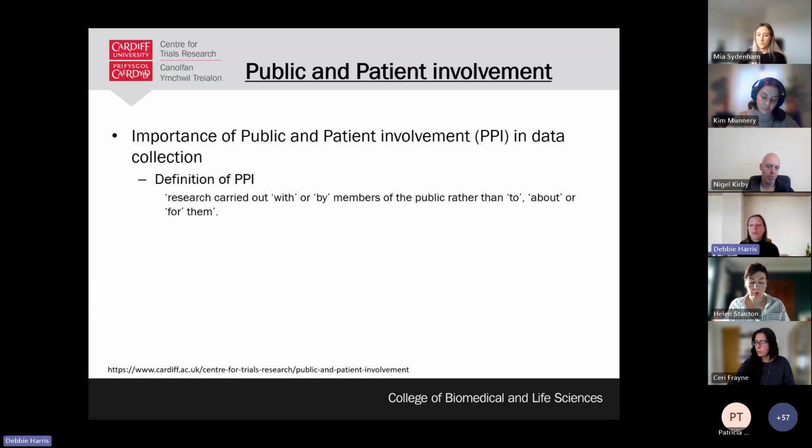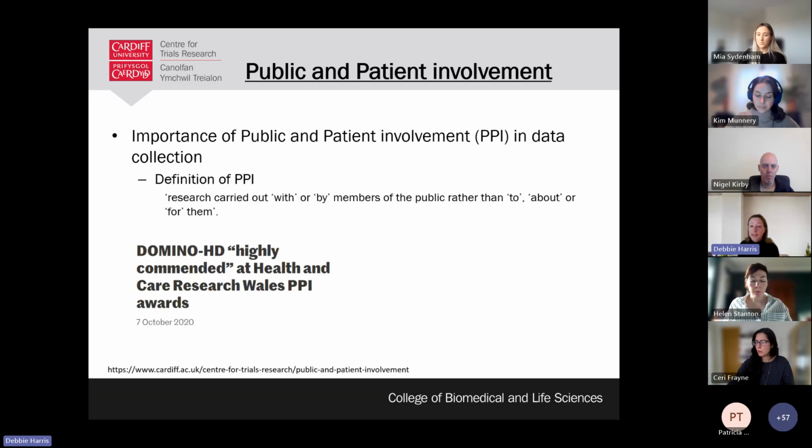PPI involvement is extremely valuable in providing a different perspective to data collection in our studies and can help prevent the wrong questions being asked by providing focus on the areas that patients consider important. This includes advising on what data we are collecting and what methodologies participants are more likely to engage with, to improve our data collection and quality of the data. Just as an example here, a previous study, Domino HD, received an award for its PPI involvement. And if anybody wants more information on PPI involvement in trials, please take a look at our website.